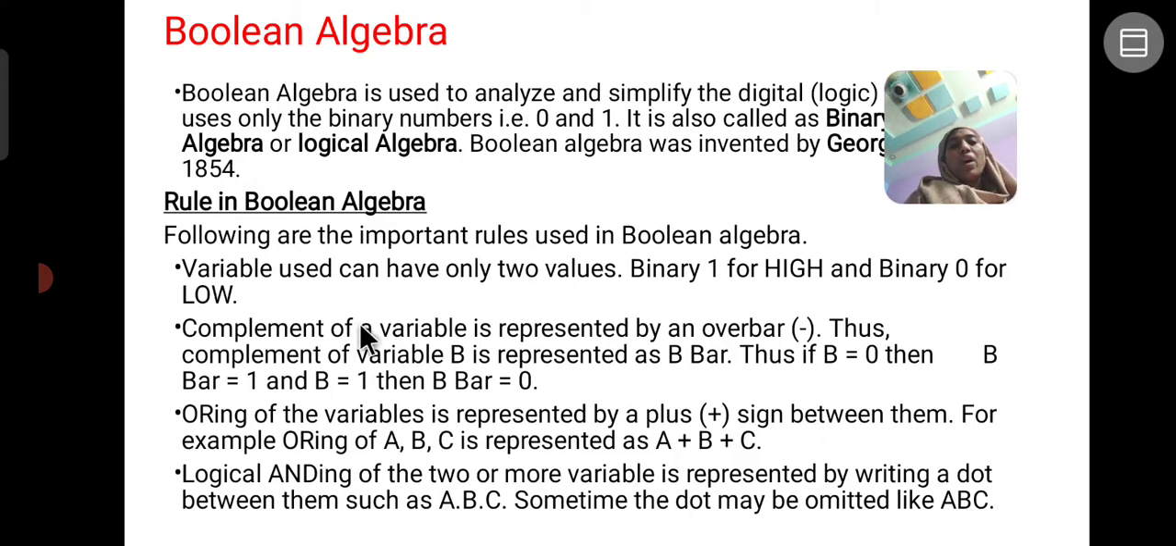So we have to follow all these three rules. The first one is only binaries, zeros and ones. 0 is logic 0, 1 is logic 1. The second one is complementing, where if A is the input, the complement of A is A bar. If the input is 0, the output is 1, and if the input is 1, the output is 0. ORing is nothing but addition of the inputs. So A plus B plus C, we can write like this. If any one input is 1, the output is 1 for the OR gate. The next one is ANDing. ANDing is nothing but the dot product. So these are the Boolean algebra rules.